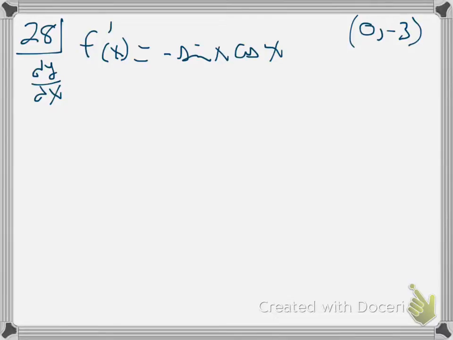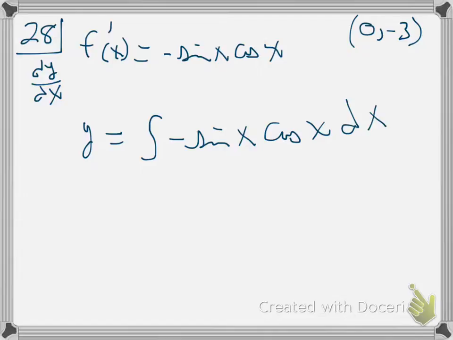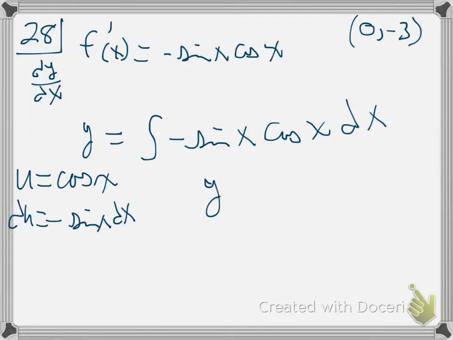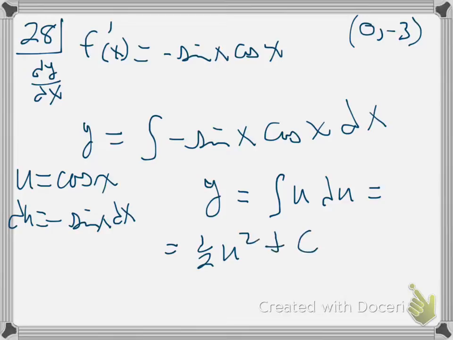I'm even going to skip going y, integral dy, and just say y is going to equal the integral of negative sine x times the cosine of x dx. If I let u equal the cosine of x, du is equal to negative sine x dx. So that means that y becomes the integral of u du, which is 1/2 u squared plus c. So y would equal 1/2 times the cosine squared of x plus c.